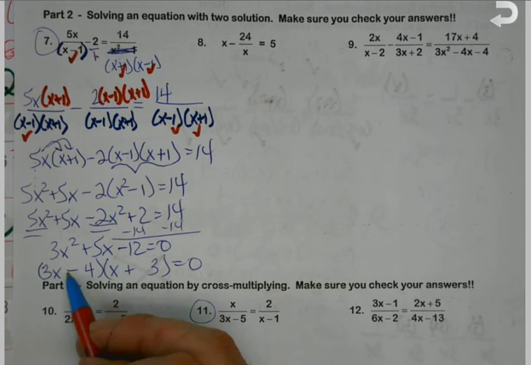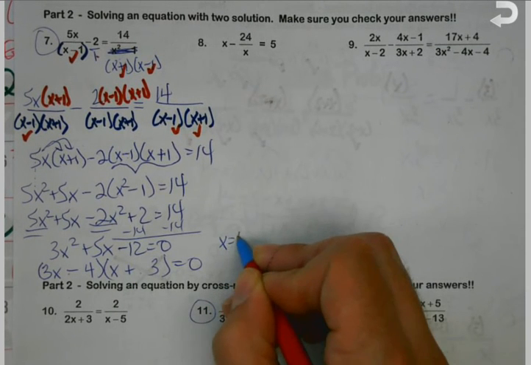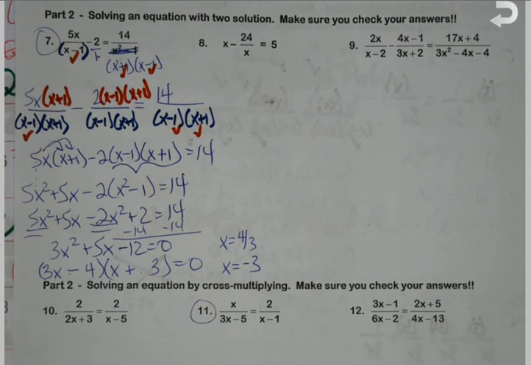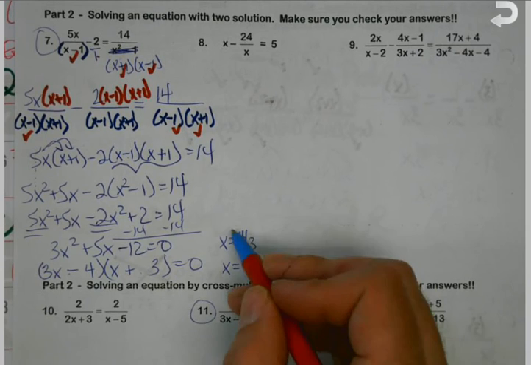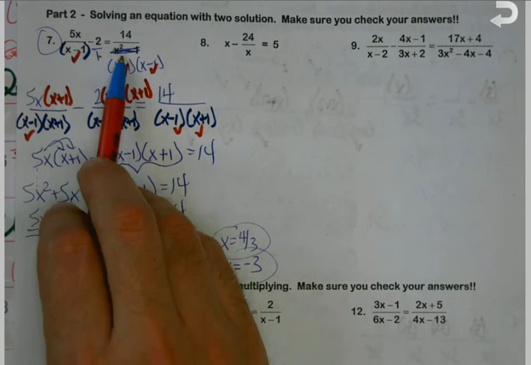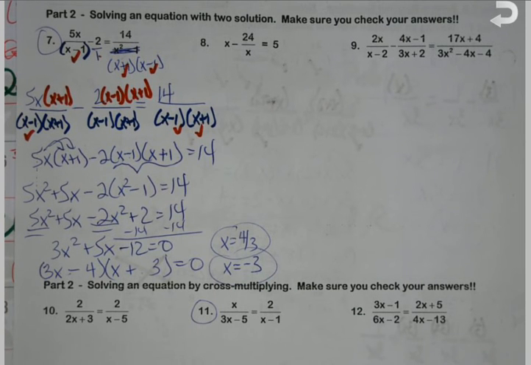And once you've factored it, set each of those factors equal to 0, and you are going to get 2 solutions. Now again, make sure, take that moment to plug each of these back in and make sure they work. Nothing worse than having one that doesn't work. So again, I plug this back in. 4/3 doesn't cause a problem. -3 doesn't cause a problem, and we're good to go.